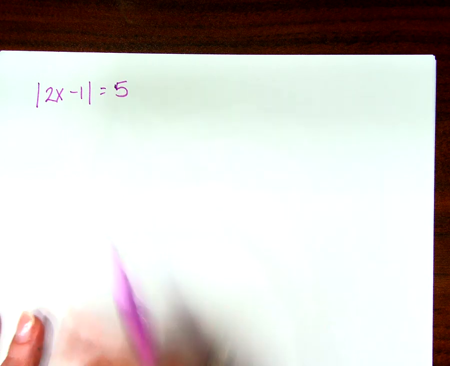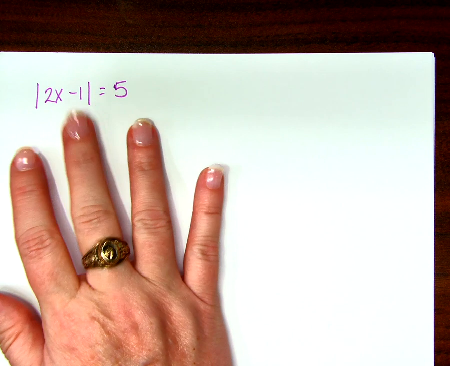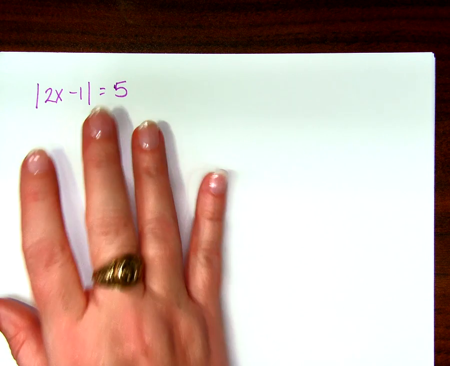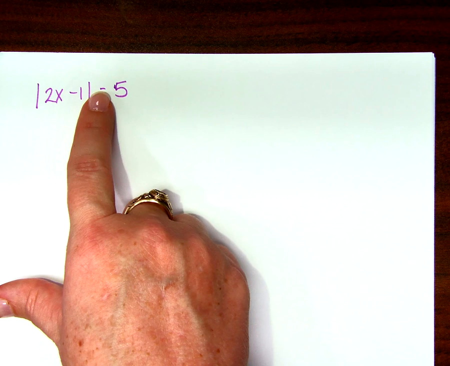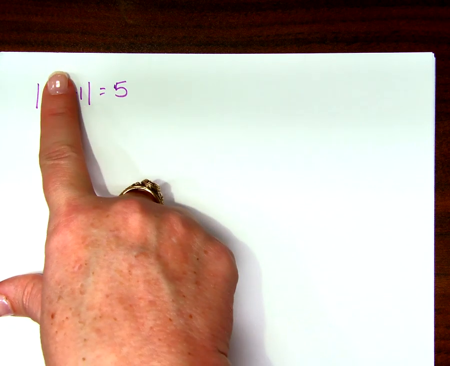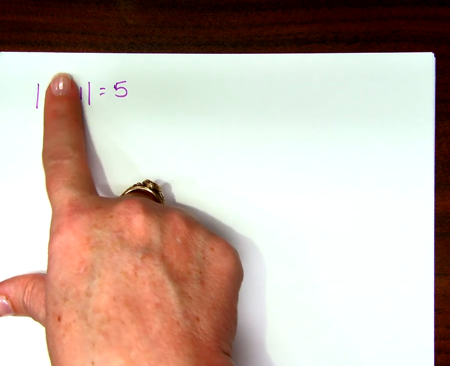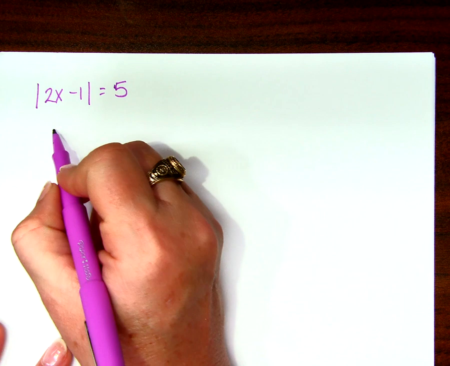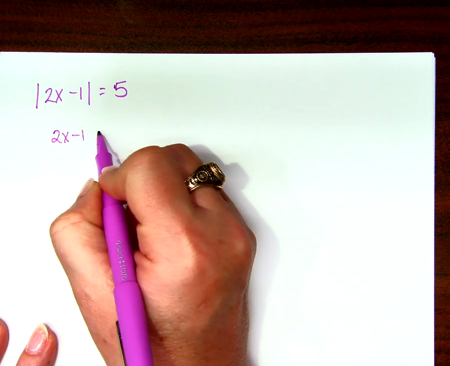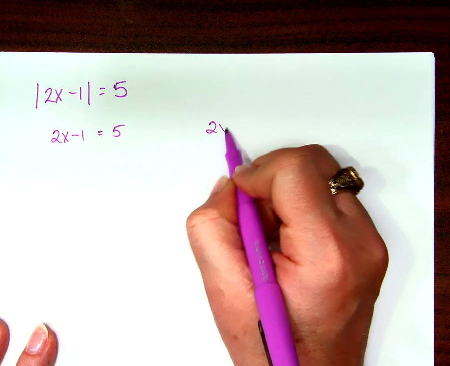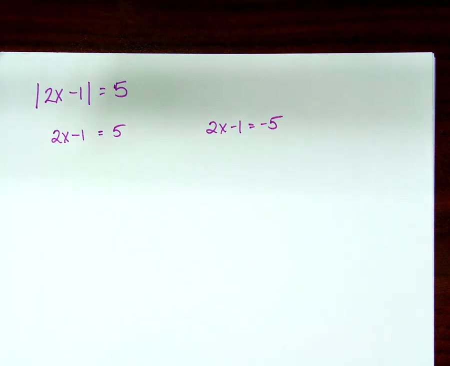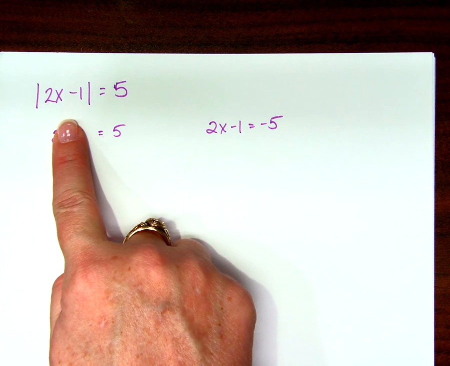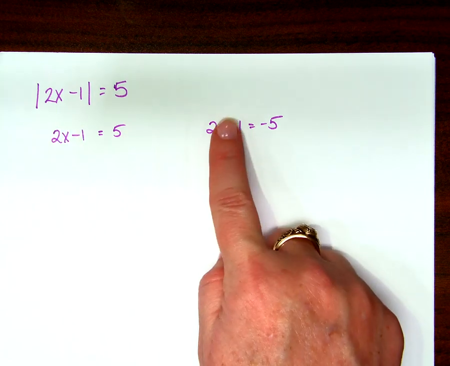How many numbers can actually exist inside these absolute value bars to give you 5? Two different ones, right? Either a positive 5 or negative 5. So you have to take both into account by saying 2x minus 1 equals 5 or 2x minus 1 equals negative 5. That's what your textbook said to do, and that's what we did not do. What we did was change the value of this to be one positive and one negative.